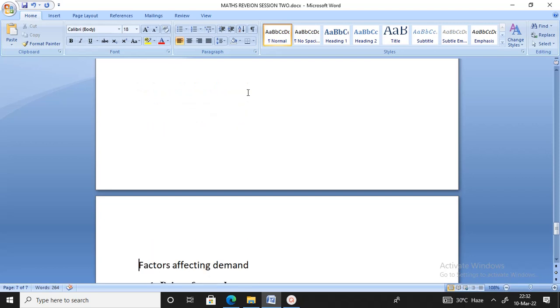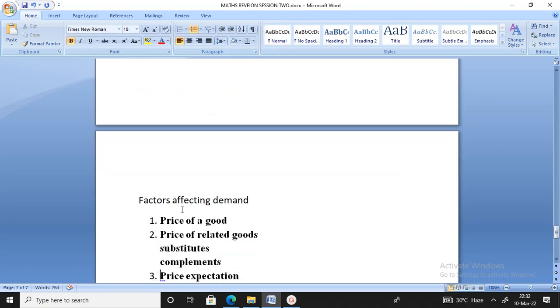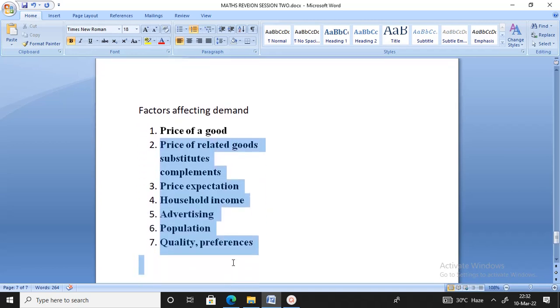Okay, so there are about 6 factors that influence demand. These factors will cause a shift of the demand curve, either to the right or to the left. To the right, showing increase in demand; to the left, showing a decrease in demand. But the demand curve is going to change its position because of these factors.